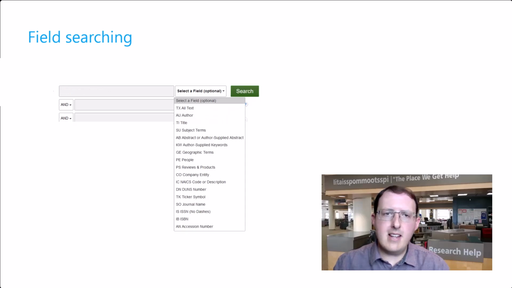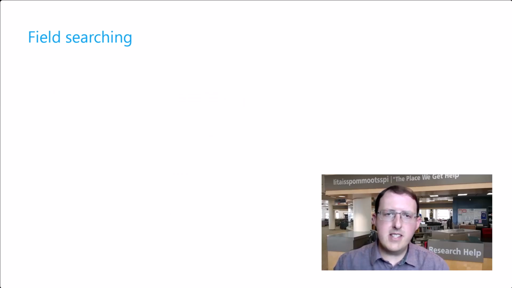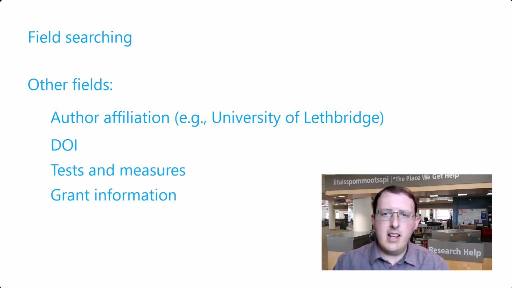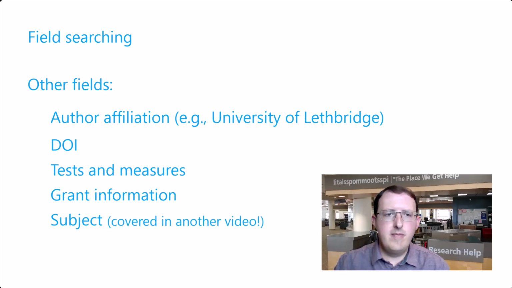Or you may be tasked with finding an article from a certain journal. Most databases will allow you to search or browse articles by journal title. Some databases offer dozens of fields through which you can limit a search. Other examples include author affiliation, DOI, tests and measures, grant information, and subject term, or subject heading. We'll be talking more about the subject terms in another video.